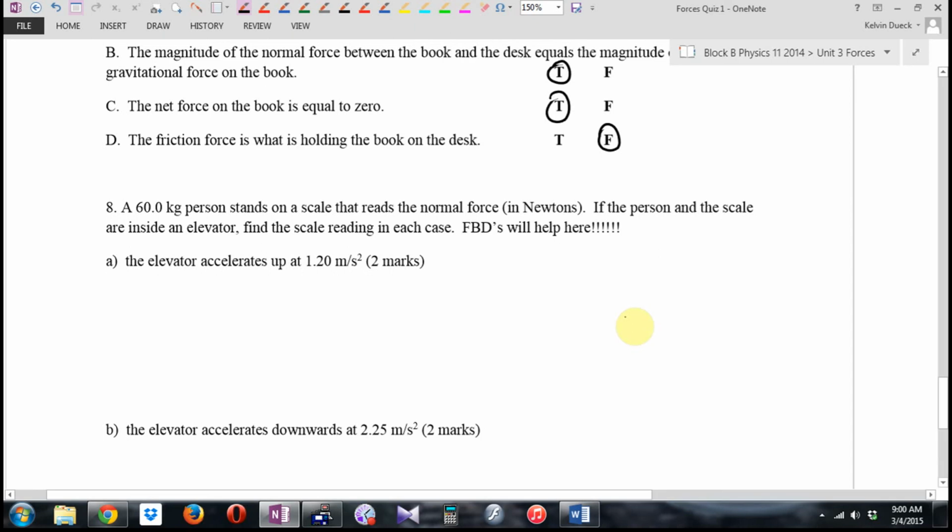Kyle, normal force. Because what does a scale measure? Normal force. So I like, by the way, if I haven't told you already, number 8. Number 8's a nice question. You're going to see it on your test. There's a lot of good physics behind the elevator question.